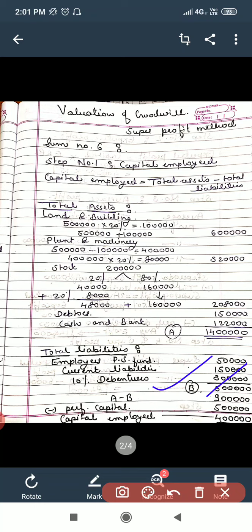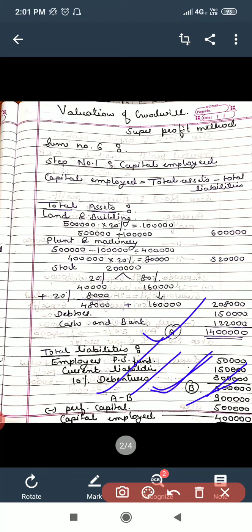Now we have the total assets and the total liabilities. So A minus B, you will get rupees 9 lakhs. That is your net asset. Now if you check the liability side of your balance sheet, you will find that 10% preference share capital of rupees 5 lakhs has been given to you, and it is as good as an external liability itself.